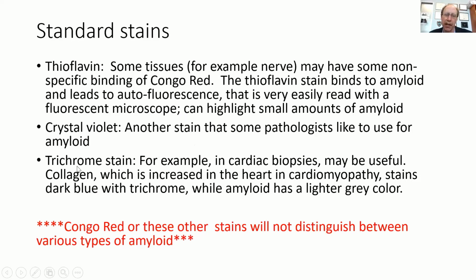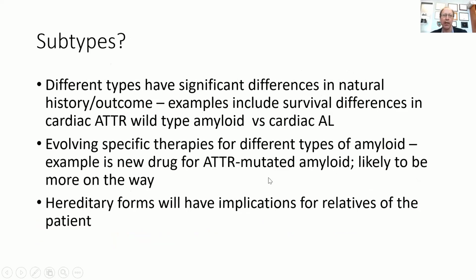And the trichrome stain is sometimes helpful if you have a heart biopsy and you see some interstitial material, and the Congo red is negative, but this trichrome stain produces this nice dark blue color. You can say, well, it's probably fibrosis in the setting of an infarct, or somebody with cardiomyopathy and some fibrosis. And again, remember that none of these stains are going to help you distinguish between the types of amyloid.